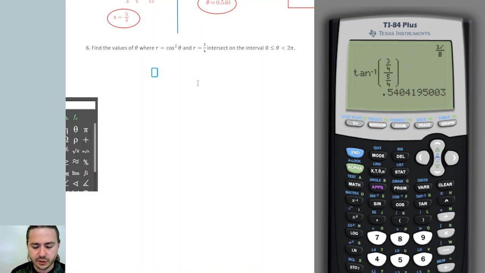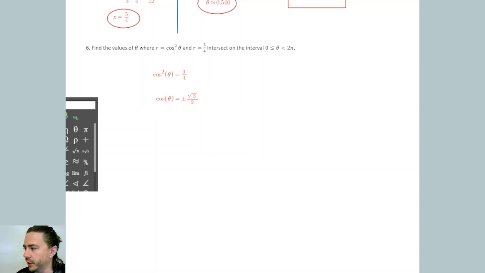So we've got cosine squared theta equals 3/4. We need to take the square root of both sides. So your cosine theta equals plus or minus the square root of 3, which is just root 3, and the square root of 4 is 2. So we get plus or minus root 3 over 2. I'm going to pull up my unit circle. Let's get rid of this calculator. We don't need that anymore.